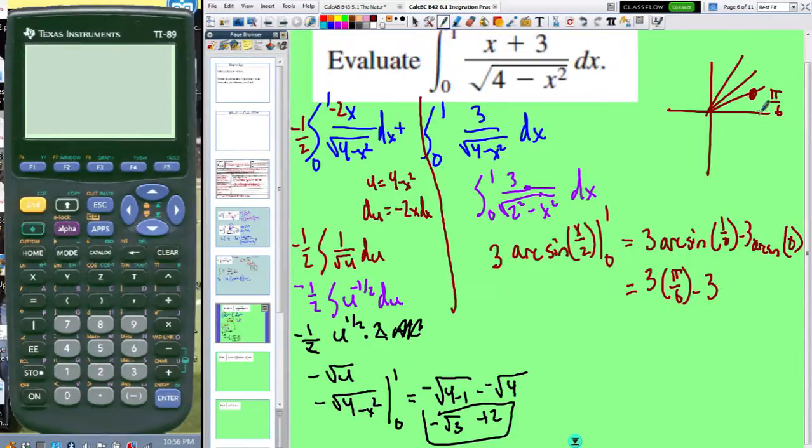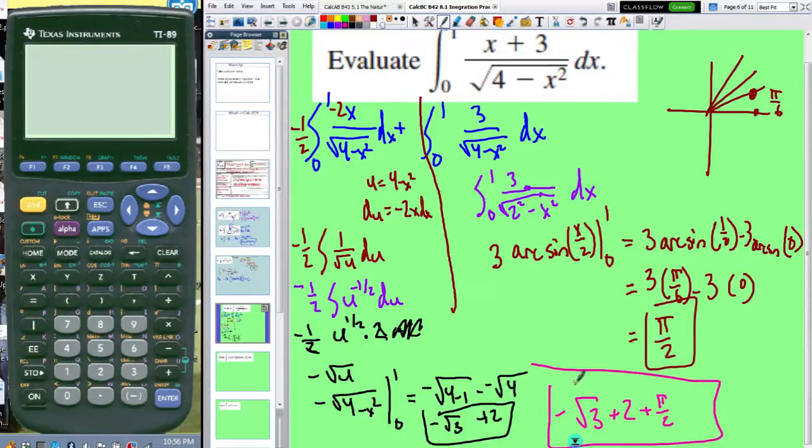So sine of 0, that's the y values, happens right there. What's the radians right there? Well, it's 3 times 0. So your answer for this part is just 3 pi over 6, which is pi over 2. So your final answer is going to be those two parts together: negative square root of 3 plus 2 plus pi over 2. Yeah, there was a lot of things going on there. These can be a little long.